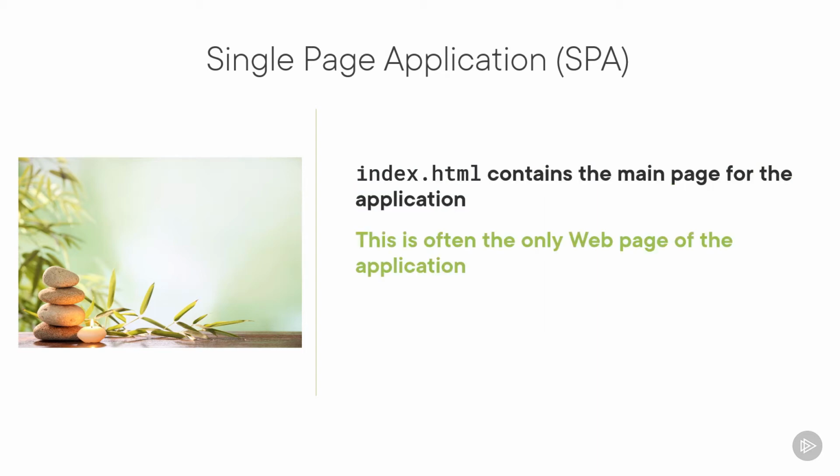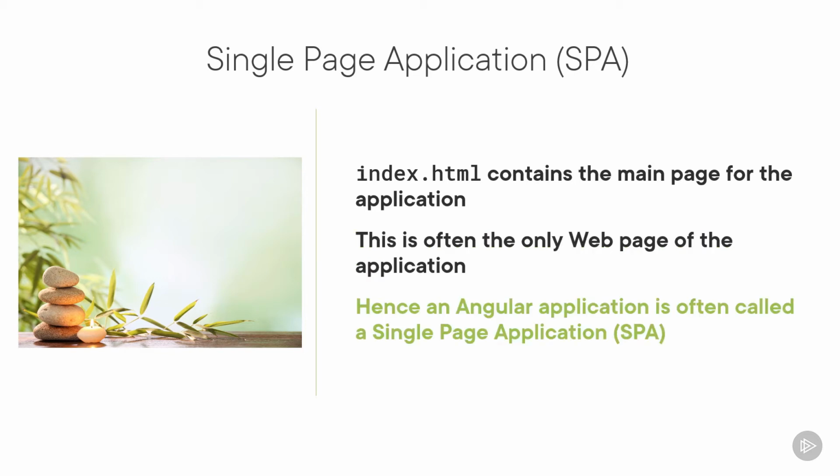This index.html file is often the one true web page of the application. Hence, an application is often called a single-page application, or SPA. But don't worry, it will look to the user like we have lots of pages, as we saw in the demo at the beginning of this course. What we do is insert bits of HTML into the one HTML page defined in index.html. Let's see how that works.